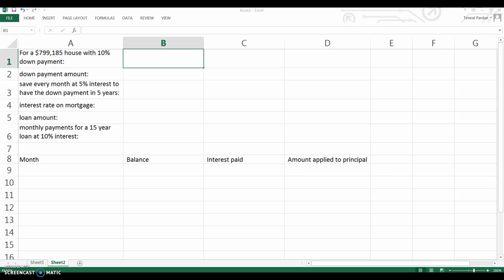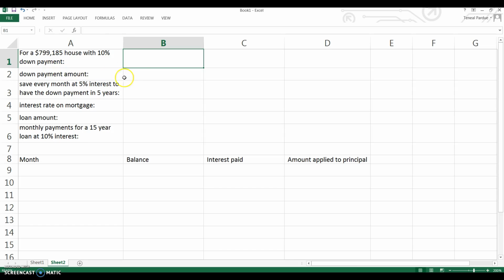Hi, so this is a quick tutorial on how to do some of the basics with mortgages in Excel. So I made up this example here where we want to buy a $799,185 house. That's the sales price. And we want to make a 10% down payment.